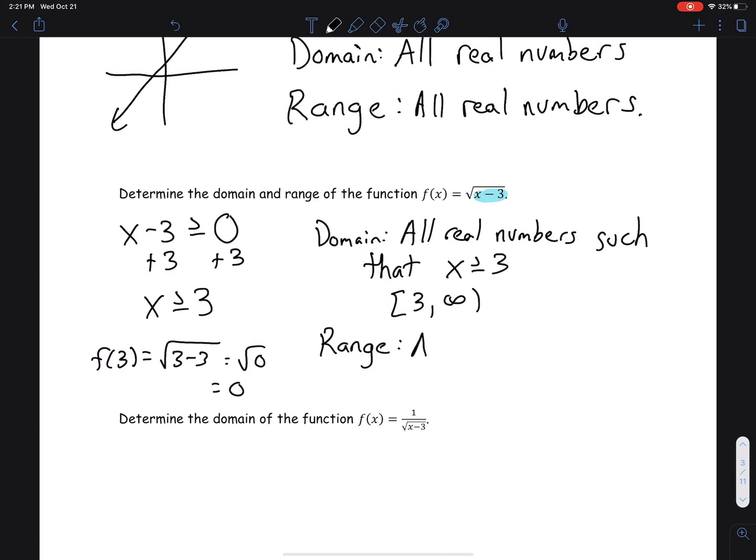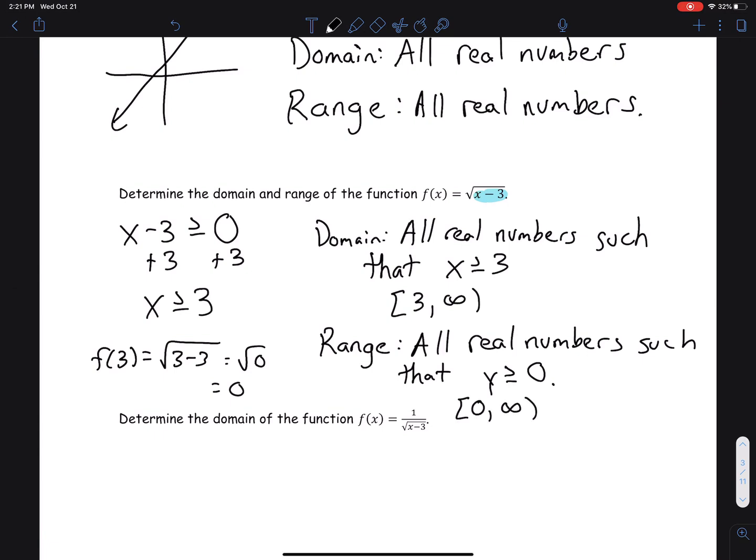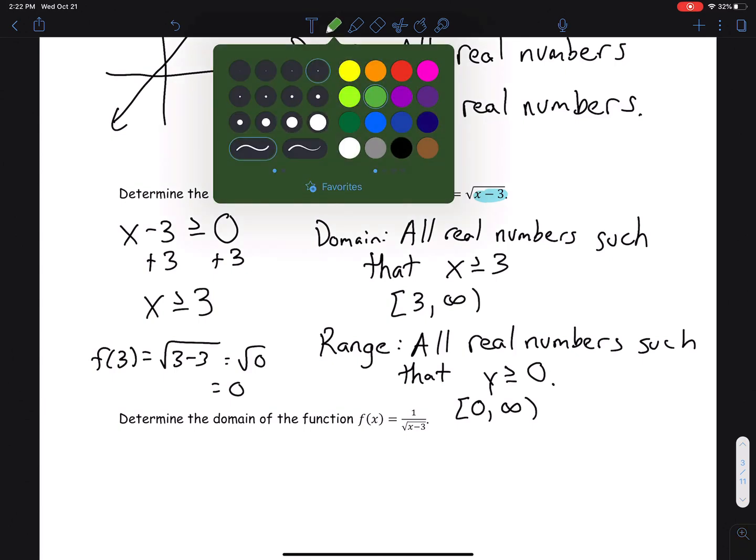So the range is going to be all real numbers such that y is greater than or equal to 0. Or you could say the range would be from 0 to positive infinity. Both those are equivalent expressions. And also, if you think about this, you could also graph this equation.